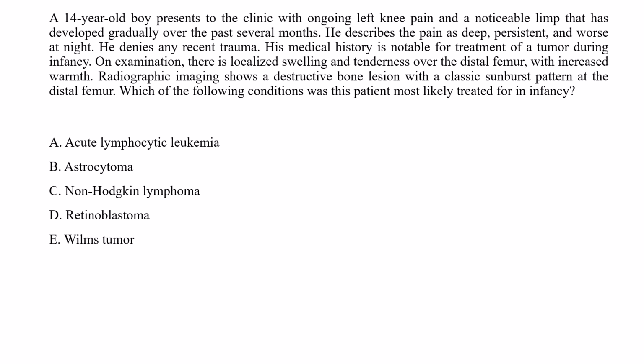A 14-year-old boy presents to the clinic with ongoing left knee pain and a noticeable limp that has developed gradually over the past several months. He describes the pain as deep, persistent, and worse at night. He denies any recent trauma. His medical history is notable for treatment of a tumor during infancy. On examination, there is localized swelling and tenderness over the distal femur with increased warmth. Radiographic imaging shows a destructive bone lesion with a classic sunburst pattern at the distal femur.